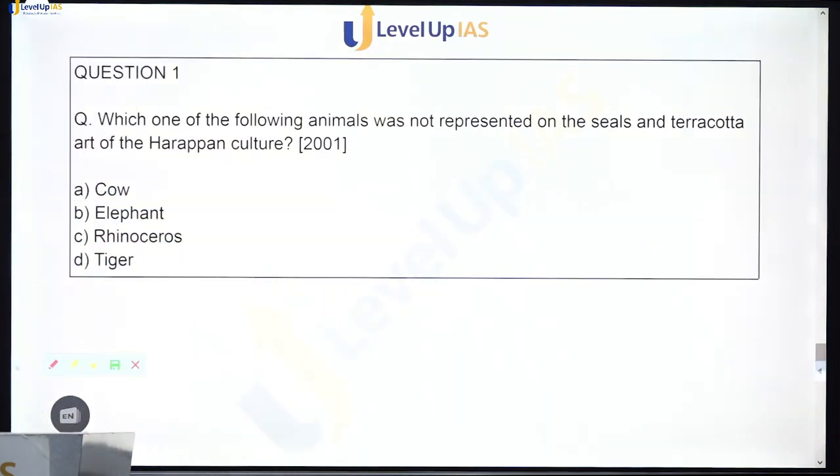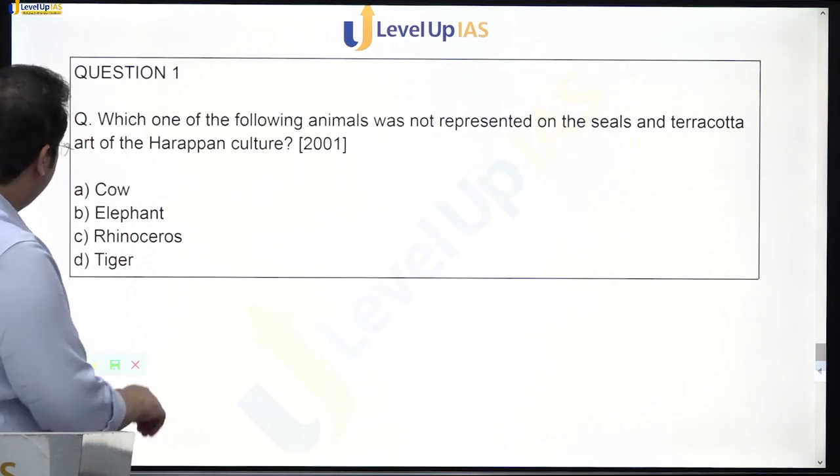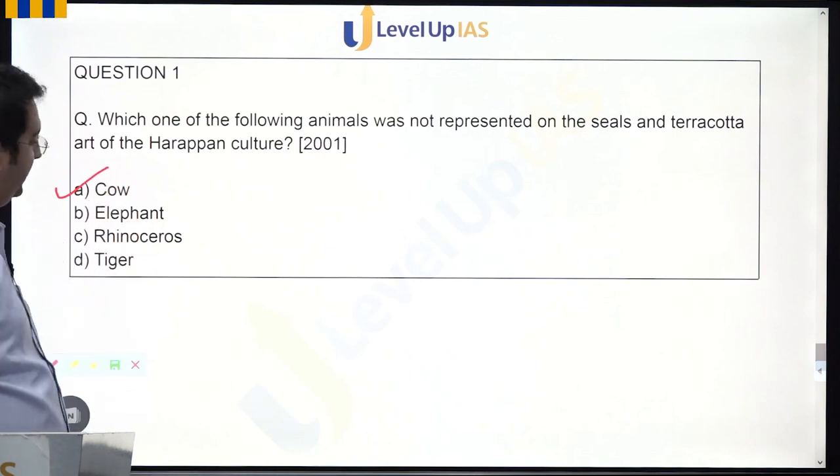First question, which one of the following animals was not represented on the seals and terracotta art of the Harappan culture? Cow was not there, okay. So the correct answer is A, cow.